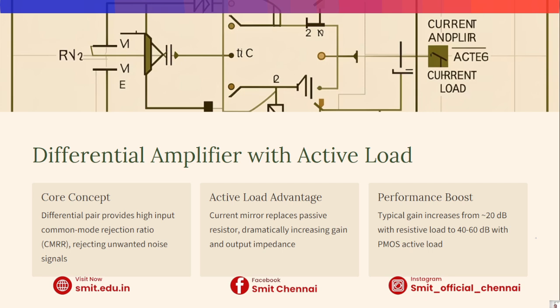First we see about the differential amplifier with the active load. The differential amplifier is crucial because it rejects common mode noise signals, giving us a high CMRR. Instead of using a passive resistor, we use a current mirror as the active load. This dramatically increases gain and output impedance. For example, with a resistive load, gain is around 20 dB, but with a PMOS active load, we can achieve 40 to 60 dB. That's a huge performance boost.